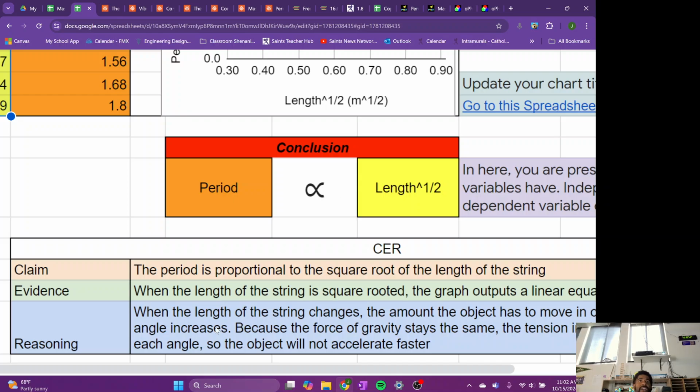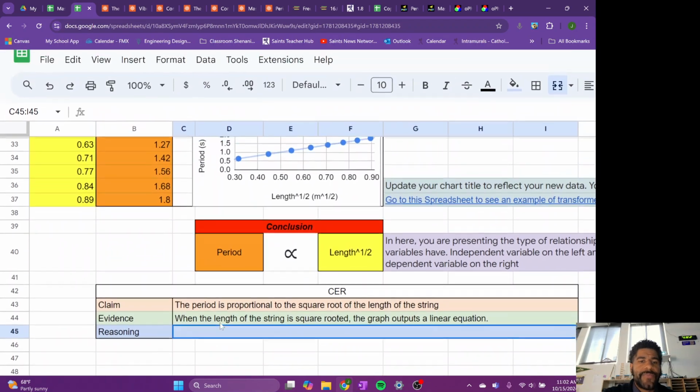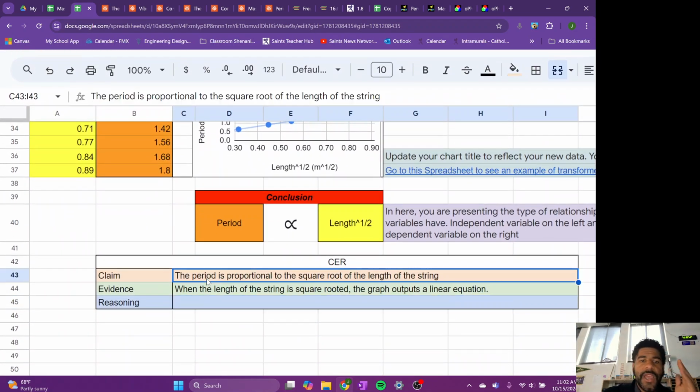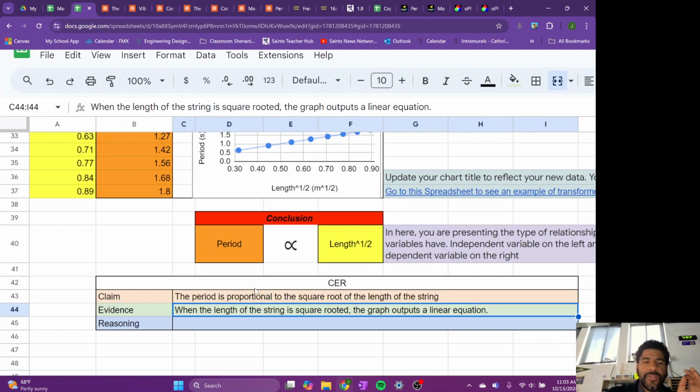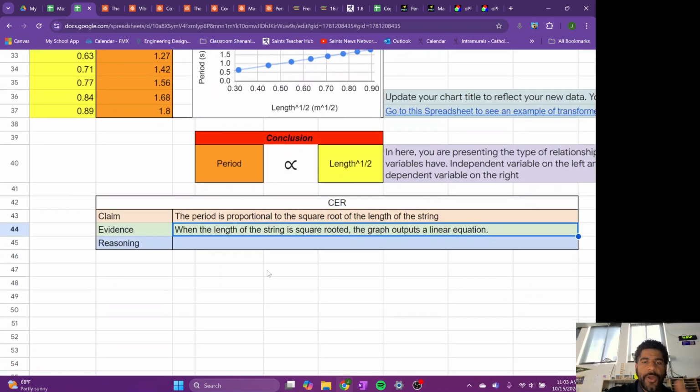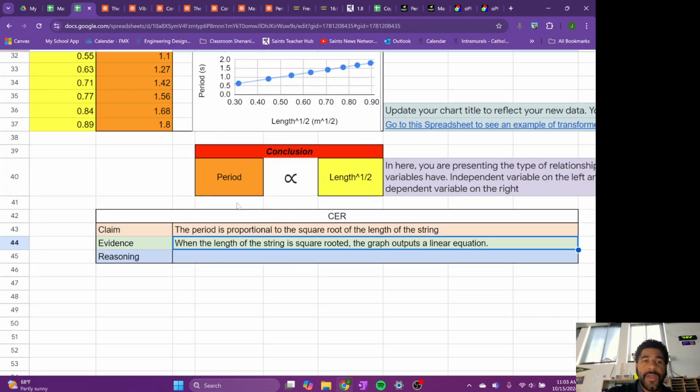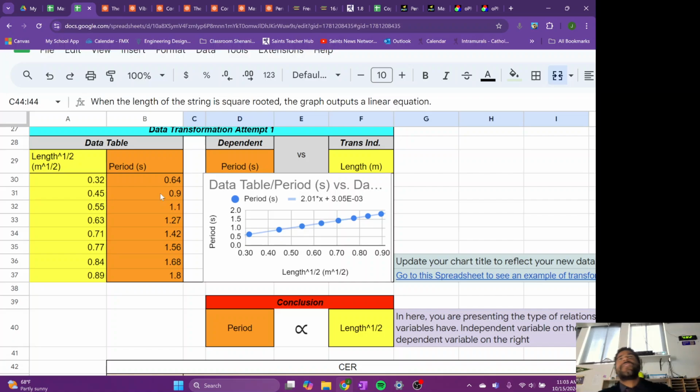And then what I do is, I told you in the instructions, you don't have to fill out the reasoning category because that's my job to show you the reasoning. But what you would say is, the period is proportional to the square root of the length of the string, and that is your claim. And your evidence is essentially the graph that you have. When you take the square root of the string and you graph it along with the period, it ends up giving you a straight line. Okay, you're going to do that for each of the different variables. This video is here to help you out.